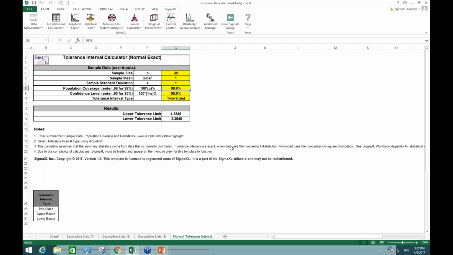If it's a one-sided, and you can specify one-sided upper or lower, it uses the non-central t distribution. If it's two-sided, it uses the non-central chi-square. So you can look up the workbook to look at the details. Based on a sample of data, you want to be able to guarantee a certain minimum population coverage.